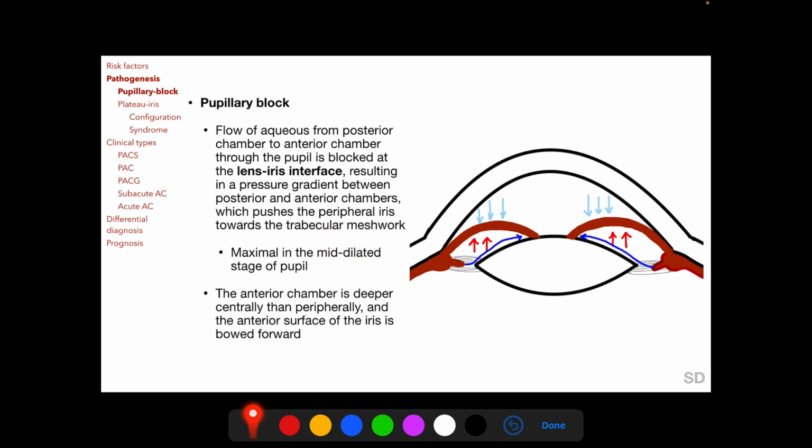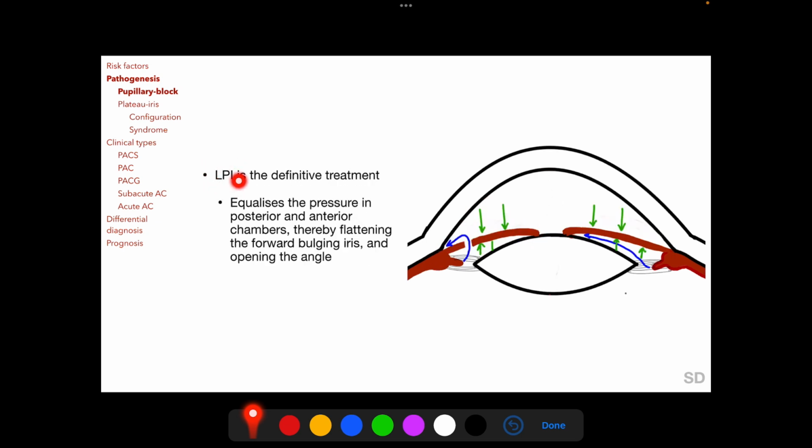In pupillary-block, the anterior chamber is deeper centrally than peripherally, and the anterior surface of the iris is bowed forwards. LPI is the definitive treatment for pupillary-block, and this is very important to remember.